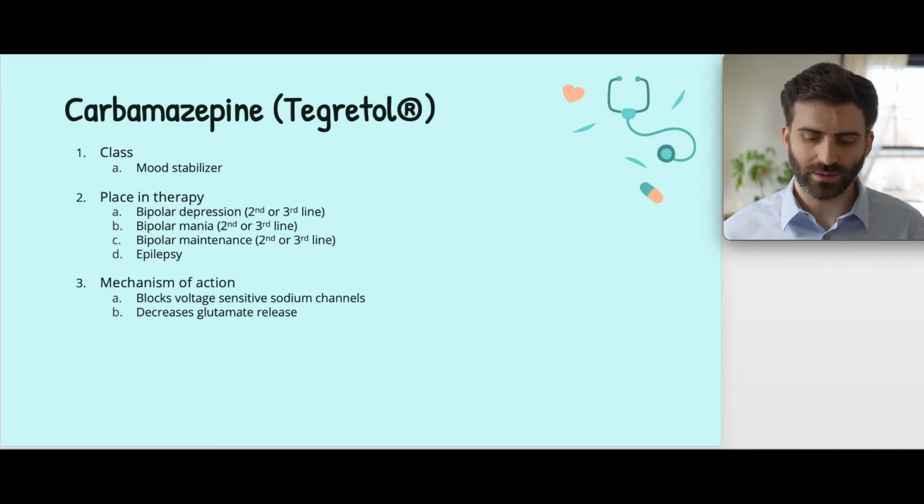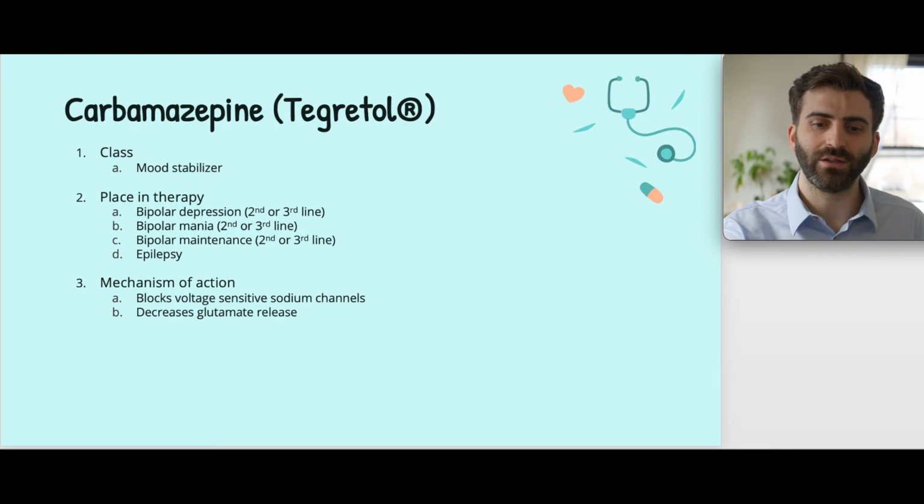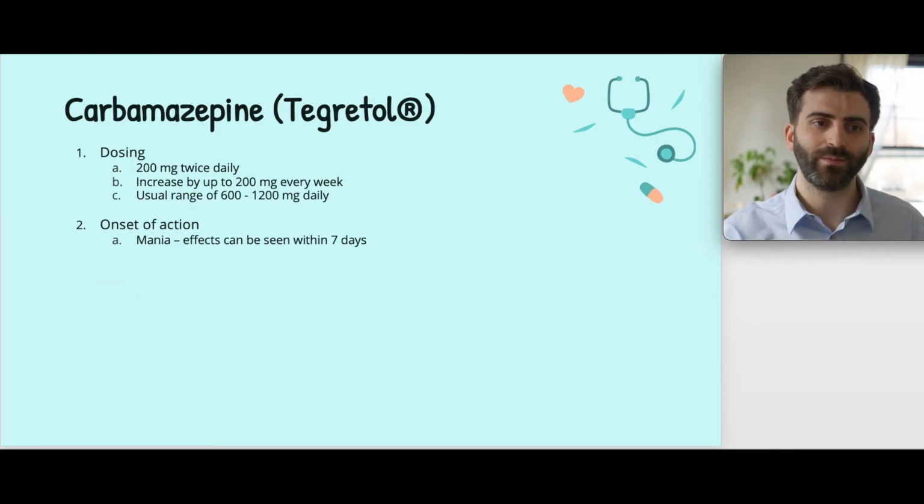This is also sometimes used for seizures and is used as a mood stabilizer. Of note, this is generally a second or third line option, not a first line, and there are specific reasons for that. Its mechanism of action can be seen here: modulating sodium channels and decreasing glutamate release. Its dosing starts at sometimes 200 milligrams twice daily, but you have to increase the dose over the next following couple of weeks. The reason for that is that carbamazepine is what's called an auto-inducer.